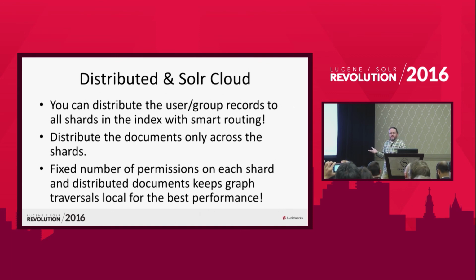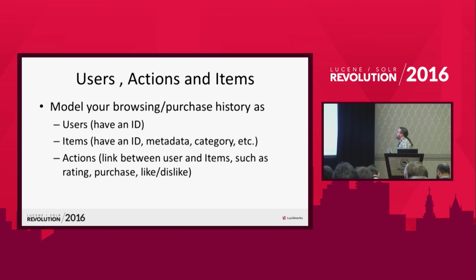So there are some limitations. The current graph query is limited to a single core. But in many cases, if you're smart about how you index and route your documents, you can still get a distributed index, right? So you can distribute your documents, but just make sure that your user and group records exist in every single shard, right? So you might have a baseline of about 50,000 records for all your permissions across all of your shards, but you can still distribute the documents that you're searching across all of them.